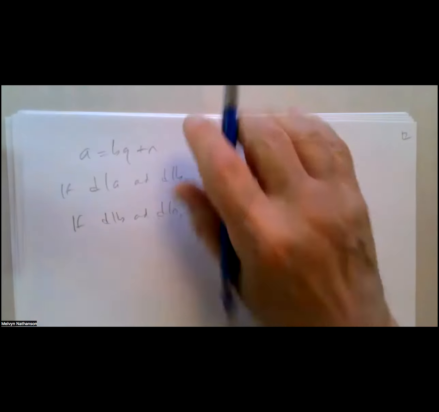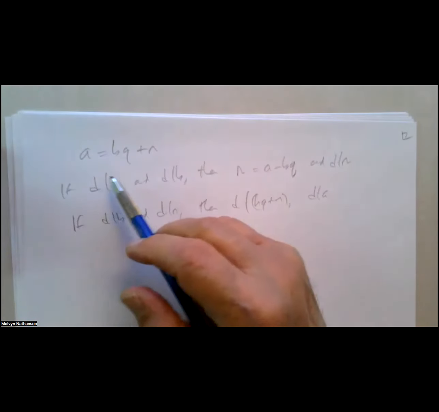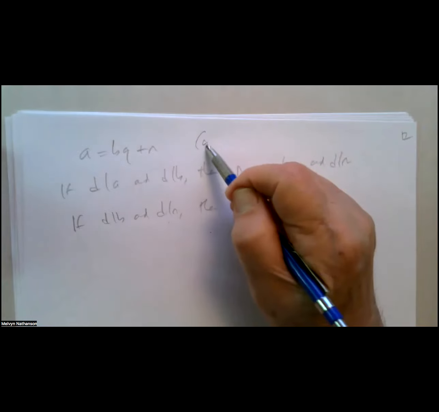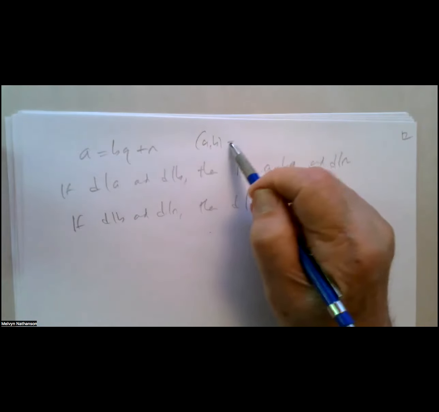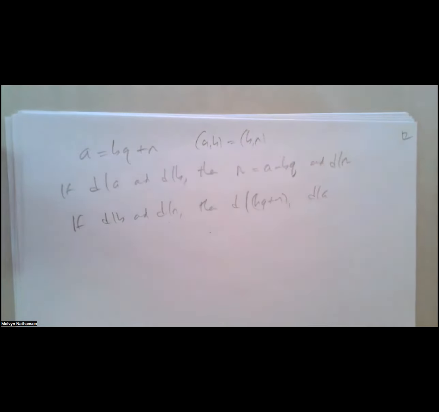So this is the observation that underlies the Euclidean algorithm. In particular, the greatest common divisor of A and B will be the greatest common divisor of B and R.